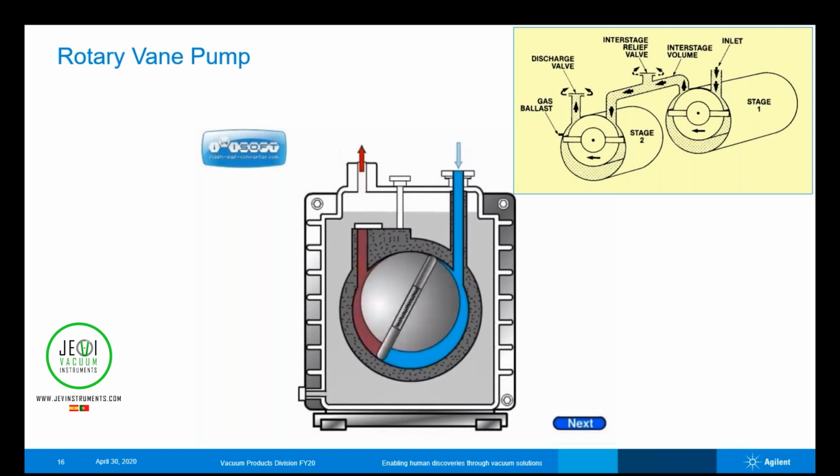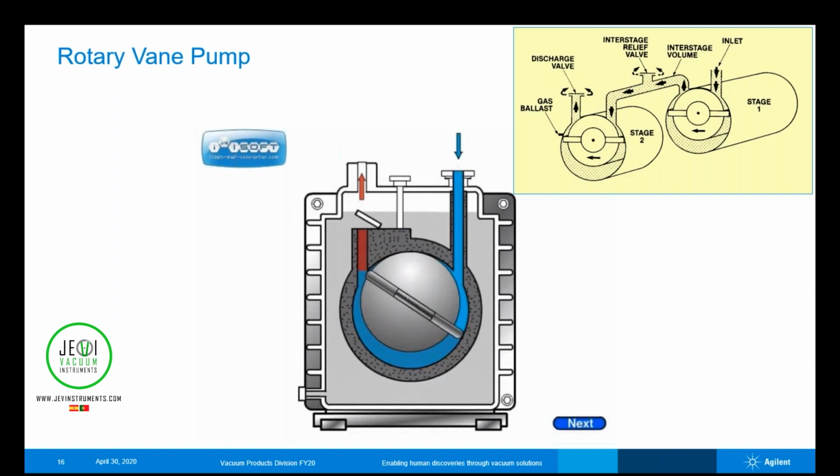I seal them off when that rotor is just about horizontal. I seal off a little crescent-shaped volume of gas, and then I move that into a smaller and smaller volume such that the pressure goes above atmospheric pressure, and then the little exhaust valve will open and that gas will, of course, burp out into the room. And that's why you hear that popping sound when you first turn on a rotary vane pump from atmosphere. You're hearing that exhaust valve open and close.